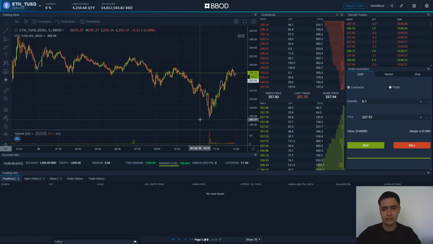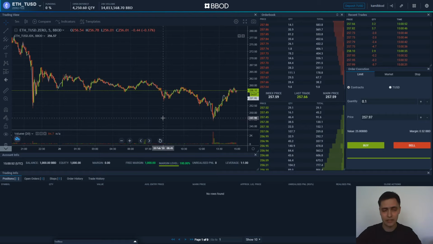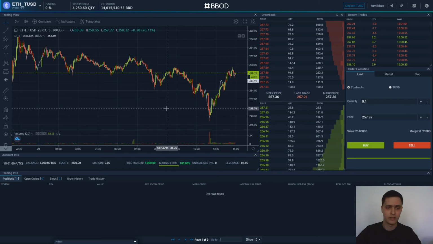This contract is the same, like the prices, all the information is the same as for Ethereum to true dollar. The index is also, as you can see in here, the same, but the main difference is you trade with BBD, with our tokens in here, so you can make or lose BBD tokens here, right?